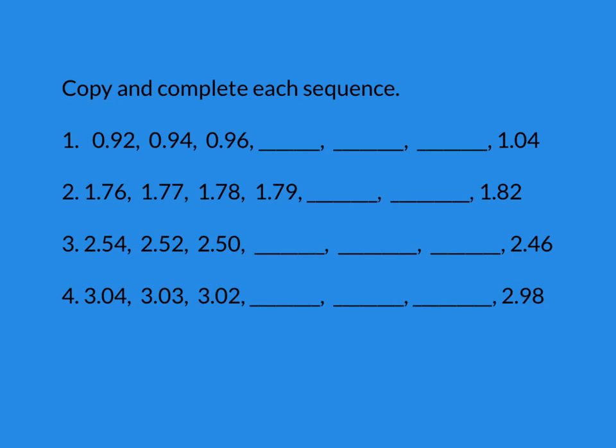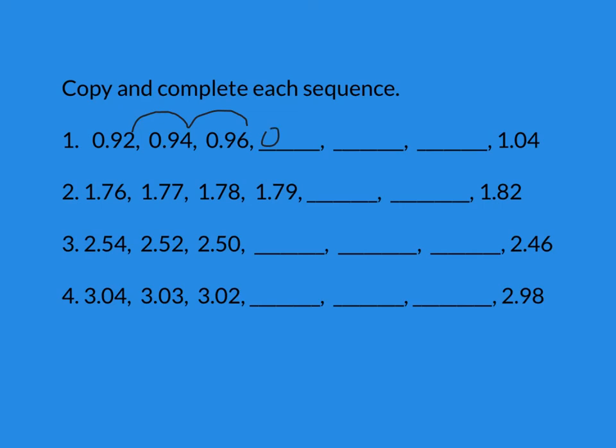Okay, so we're going to start off quite easy. We're going to look at some decimal number sequences, and I'm going to complete the first example for you. So it's 0.92, 0.94, 0.96. So I can see that the value of the hundredths digit is going up by 2. So if you look here, it's gone from 2, 4, 6. All the other digits are remaining the same.